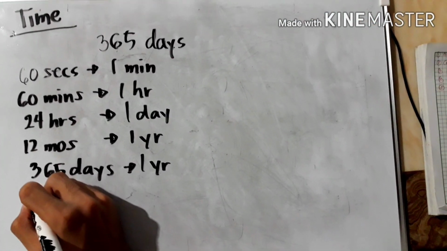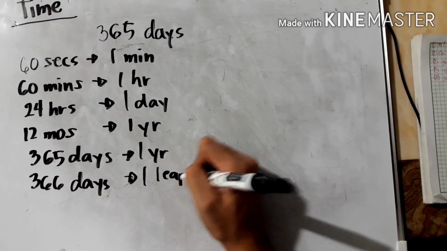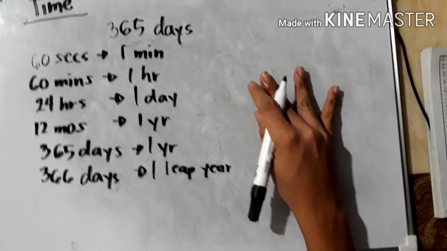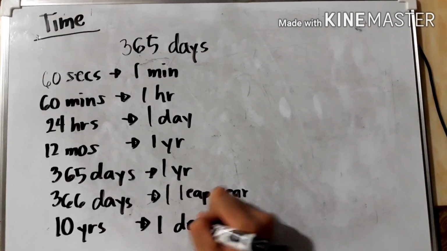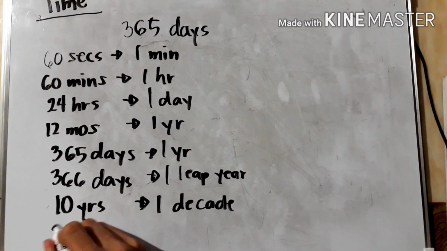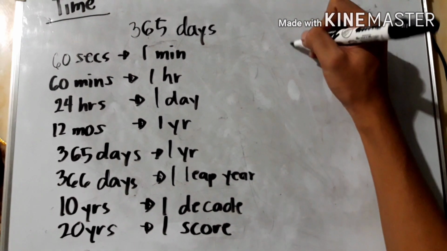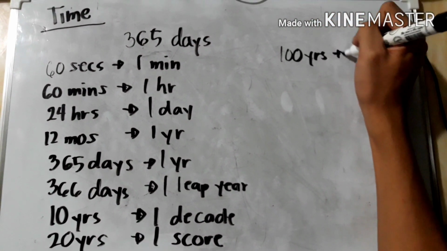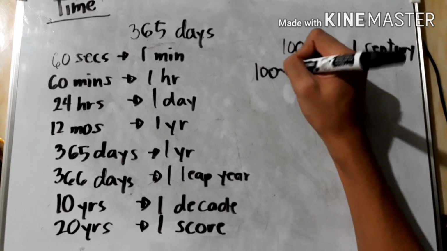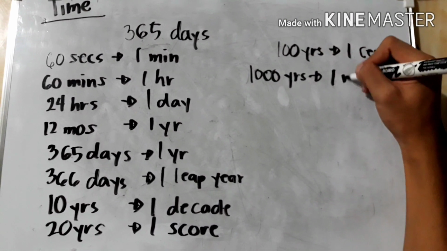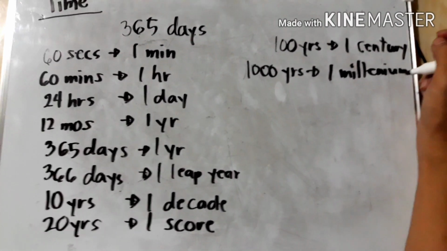Kapag naman may leap year, so 366 days, 1 leap year. That is only every 4 years. So, kapag naman 10 years na, katumbas siya ng 1 decade. 20 years is katumbas ng tinatawag nating 1 score. Then, 100 years, katumbas ay 1 century. Yan. And then, 1,000 years, katumbas niya ay 1 millennium. So, kailangan dapat maalala itong mga useful conversion na ito na ginagamit when it comes to time.